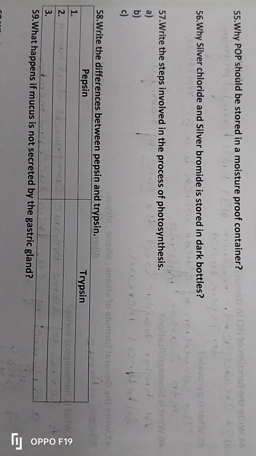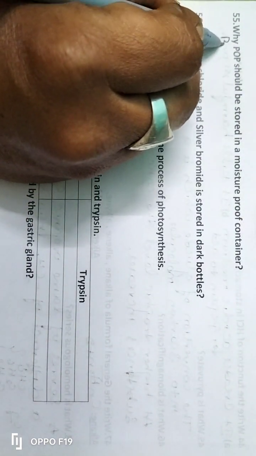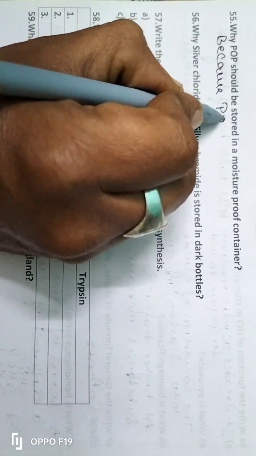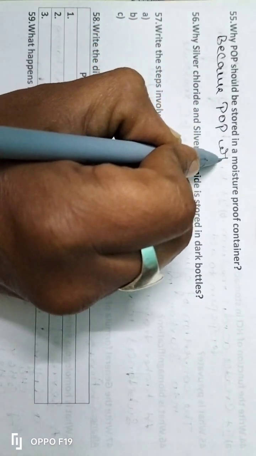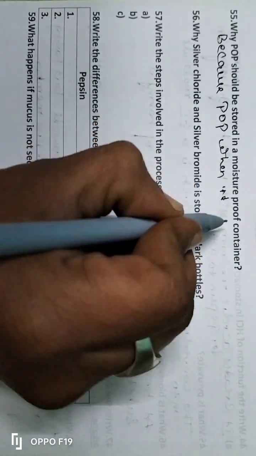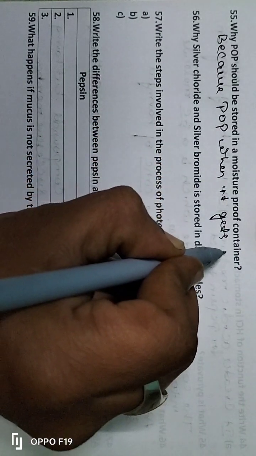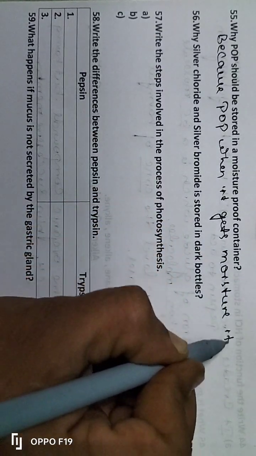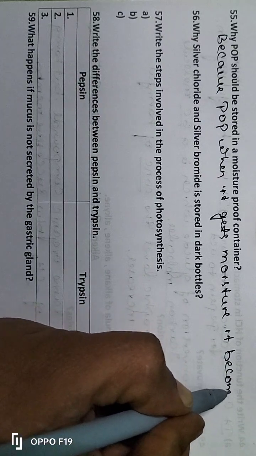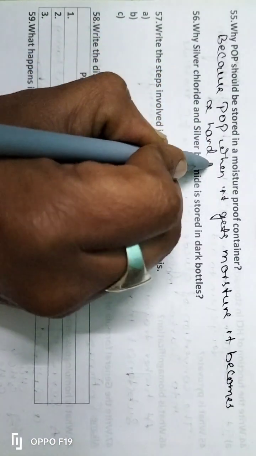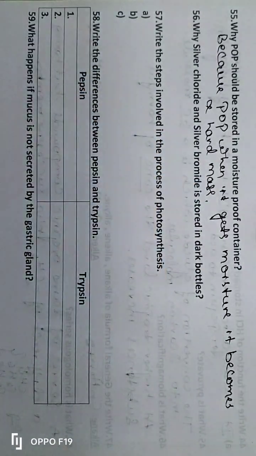Why should POP be stored in a moisture proof container? It is a 1 mark question. Because when POP gets moisture, it becomes a hard mass. It becomes what? It becomes a hard mass.